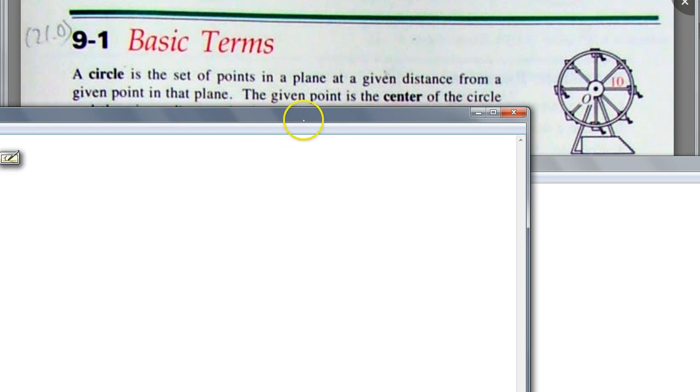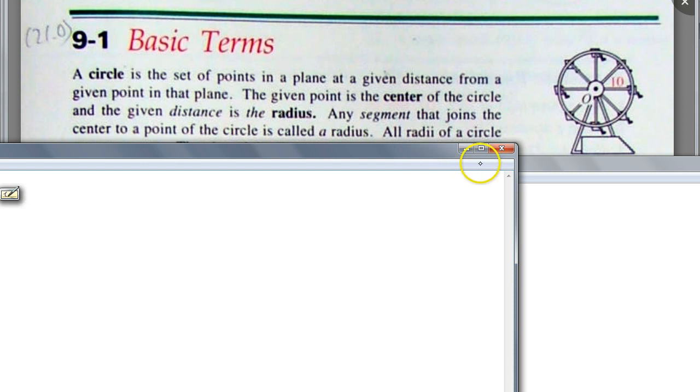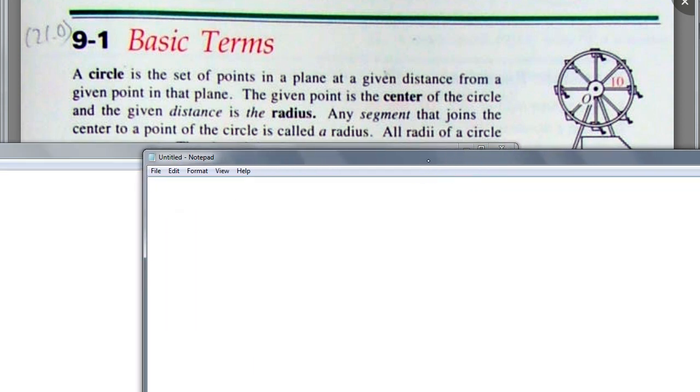Okay, pretty obvious. And take a look at this, and of course you all know what a radius is, right? The given distance is the radius. Also, you could talk about the radius as a segment joining the center to a point of a circle. It's also called the radius. So sometimes we refer to the radius as the distance from the center to the circle, or the segment. So you will know which one we're talking about. But in that paragraph, there's a whole bunch of terms that you need to know: circle, center of a circle, radius, and so forth.